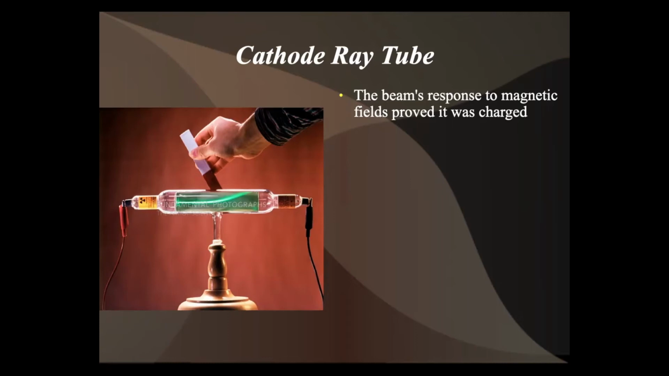And so the magnetic curling that he saw was evidence that there was electricity. Electricity responds to magnetism. And so that showed that this was a charged particle. Now, he didn't know what charge it was at first, but he knew it was charged.